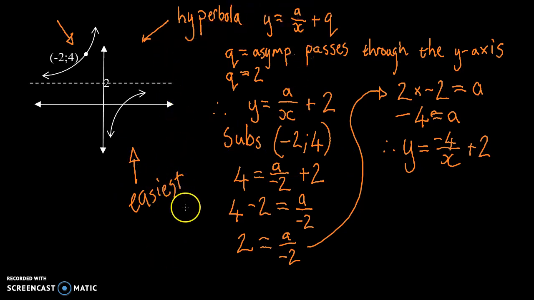I would say that this kind of question is the easiest out of all of the determine the equation of a function questions. Why? Because you need to just know that the asymptote is the q value, and then you just substitute a point in and you discover what the a value is. It's really not that bad.